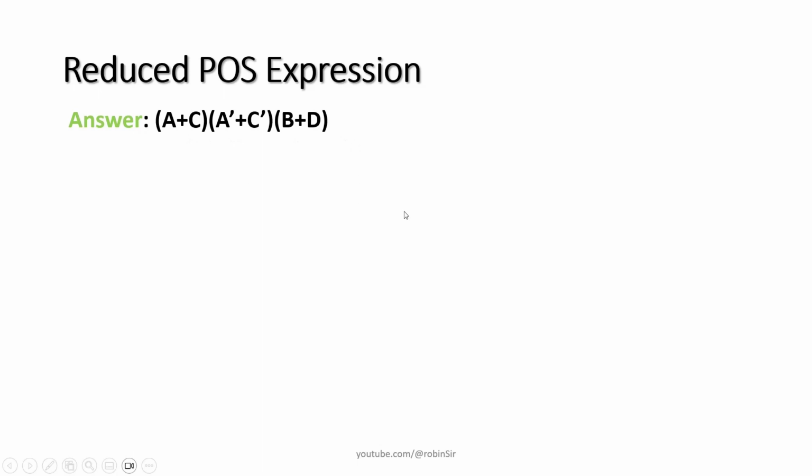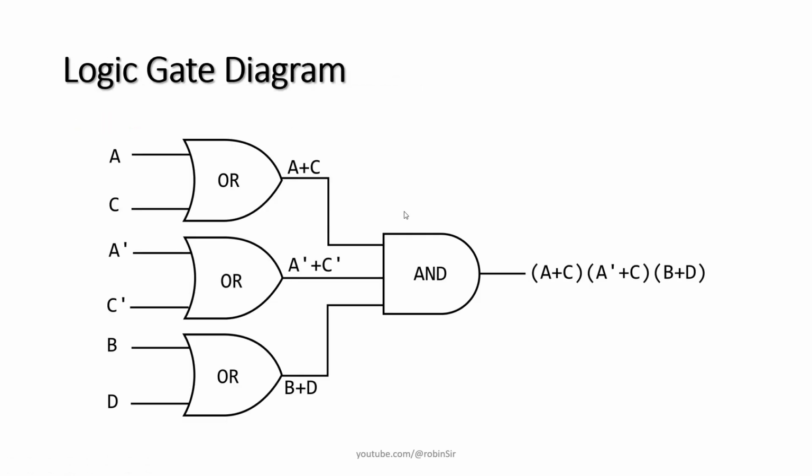Once the POS expression is done, we can draw the logic gate diagram. For addition, we have used the OR gate, and for ANDing them together, we have used the AND gate, and this is our complete diagram.